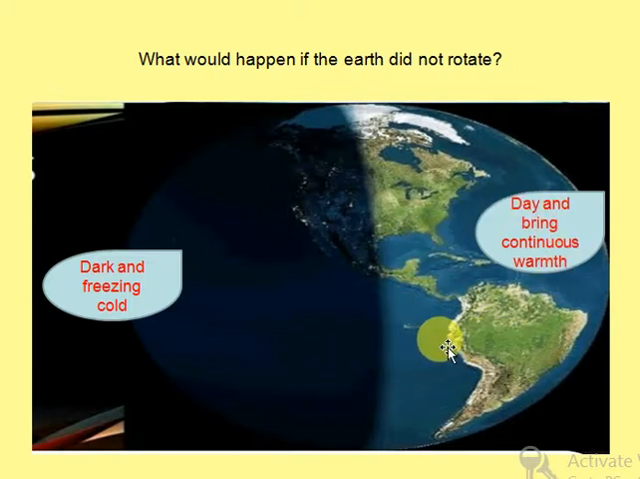So, the portion of the Earth facing the Sun would always experience day, thus bringing continuous warmth to the region. The other half would remain in darkness and be freezing cold all the time. Life would not have been possible in such extreme conditions.